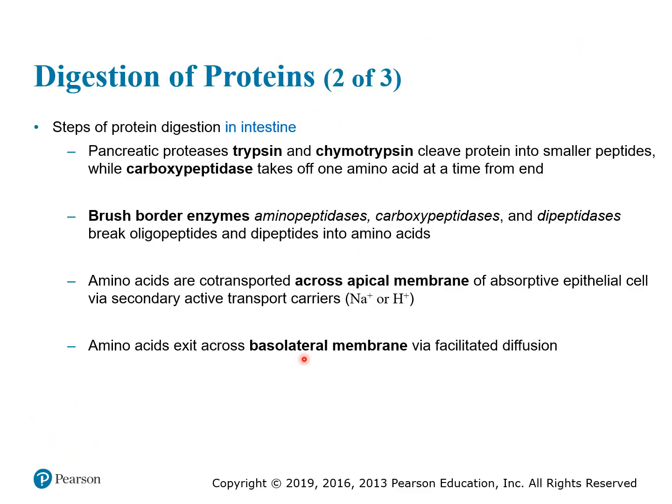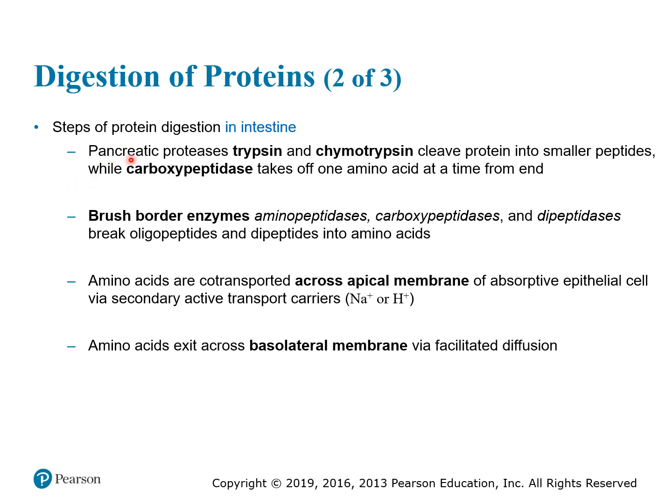Now, this is just what I said written in this form. So, as a reminder, the digestion has started in the stomach with the pepsin. Where did pepsin come from? Pepsinogen was converted to pepsin. And now we are in the intestine. In the intestine, the pepsin has become inactive.